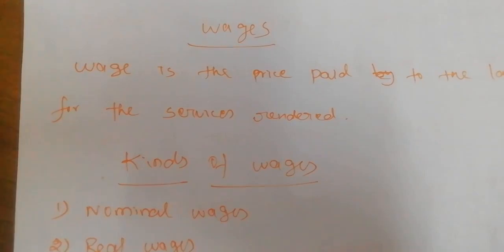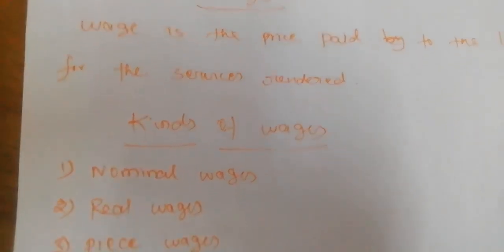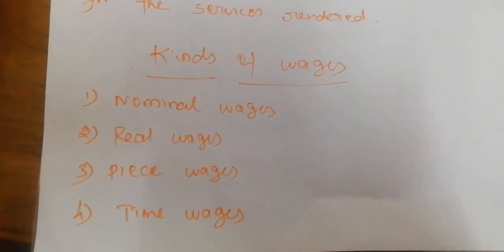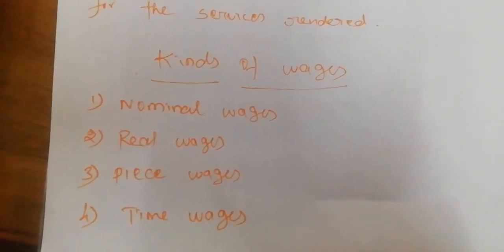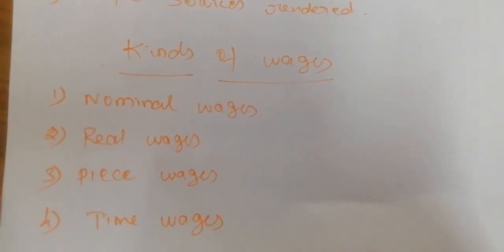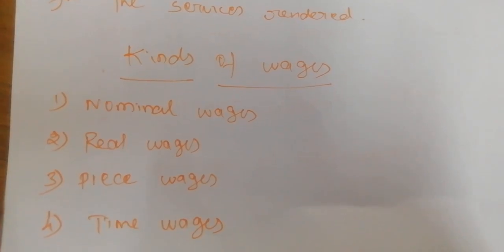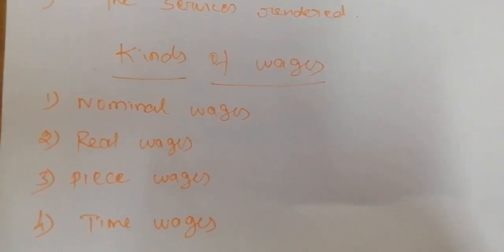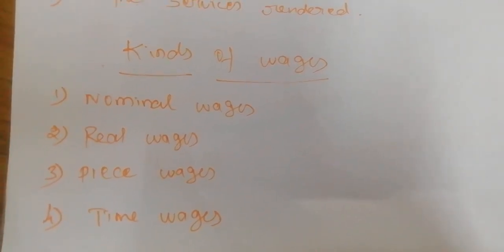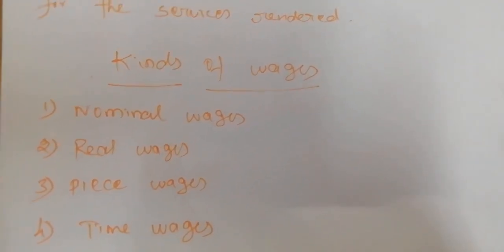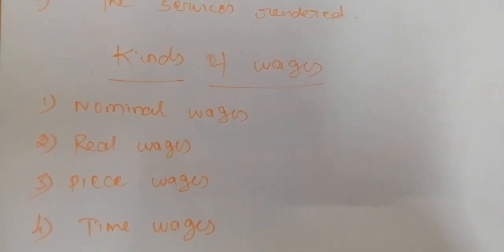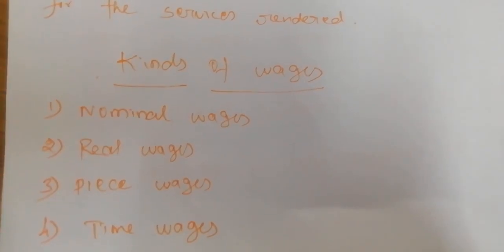Here four kinds of wages are there. Normally the wages are classified into four types. The first one is nominal wages or money wages. Nominal wages refers to the wages paid in terms of money only. Normally if you are doing some work for an owner or producer, we will get the remuneration in the form of money only, without any other incentives.